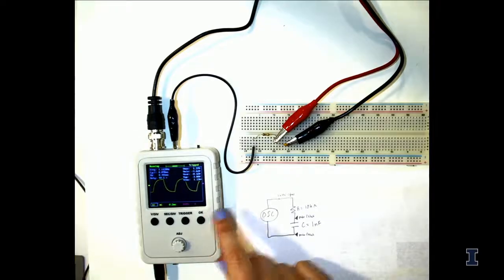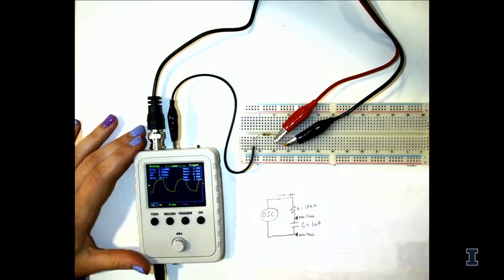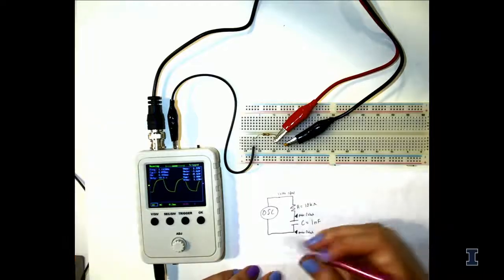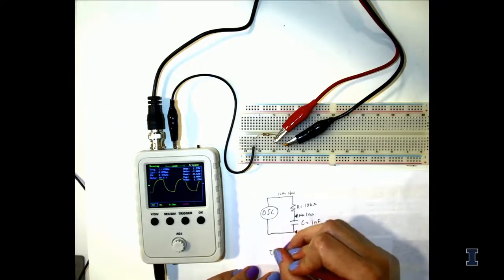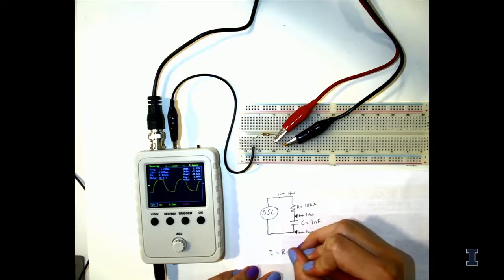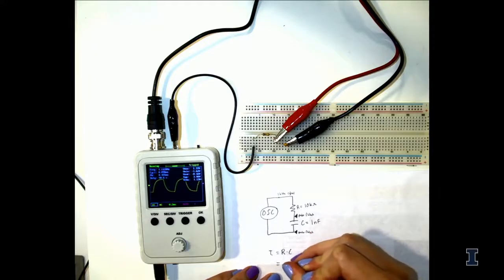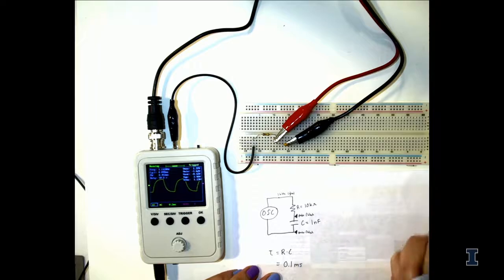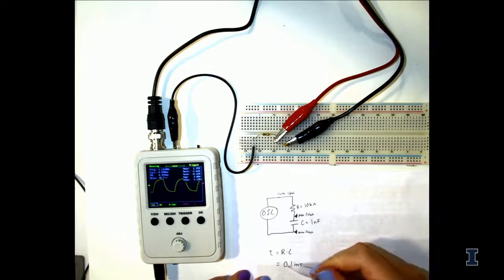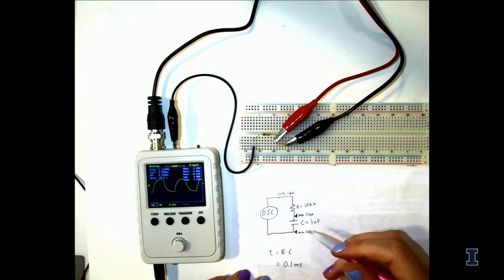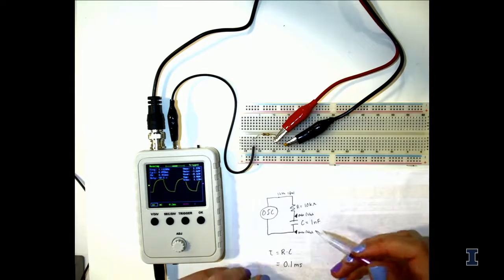So why this happens is because in RC circuits, the capacitor needs time to charge and discharge. You can learn more about that in the Circuits 1 lecture. And how you calculate the time constant is the resistance times the capacitance. So our time constant here is going to be 0.1 milliseconds. And this means it'll take 0.1 milliseconds in order for the signal to reach around 67% of its value.